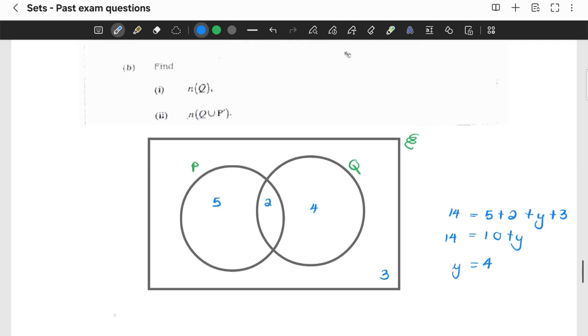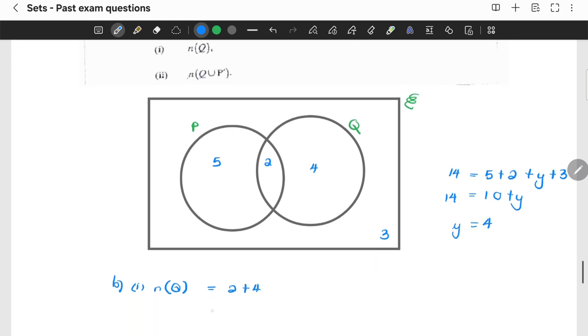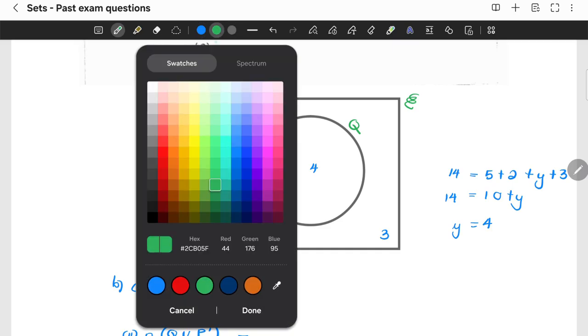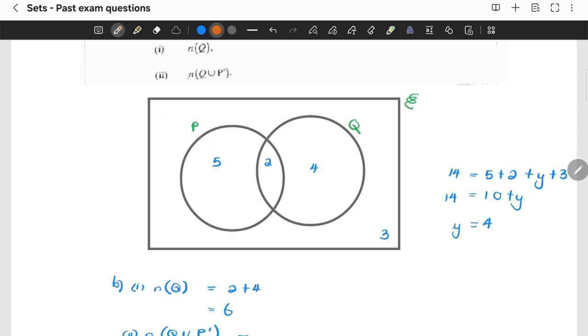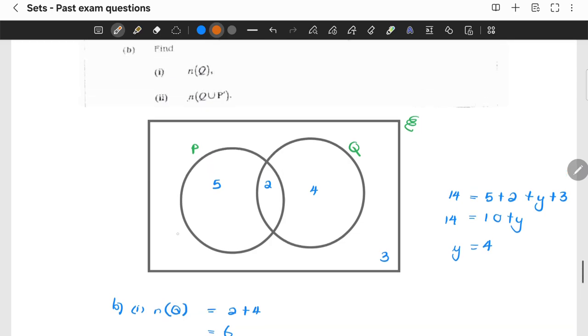So part B says find number in Q. Number of elements in Q is going to be 2 plus 4, which is going to be 6. Part 2 says number in Q union P complement. Okay, so we have to understand which part is being talked about. We'll try and highlight that in orange. So P complement is everything outside of P, right?